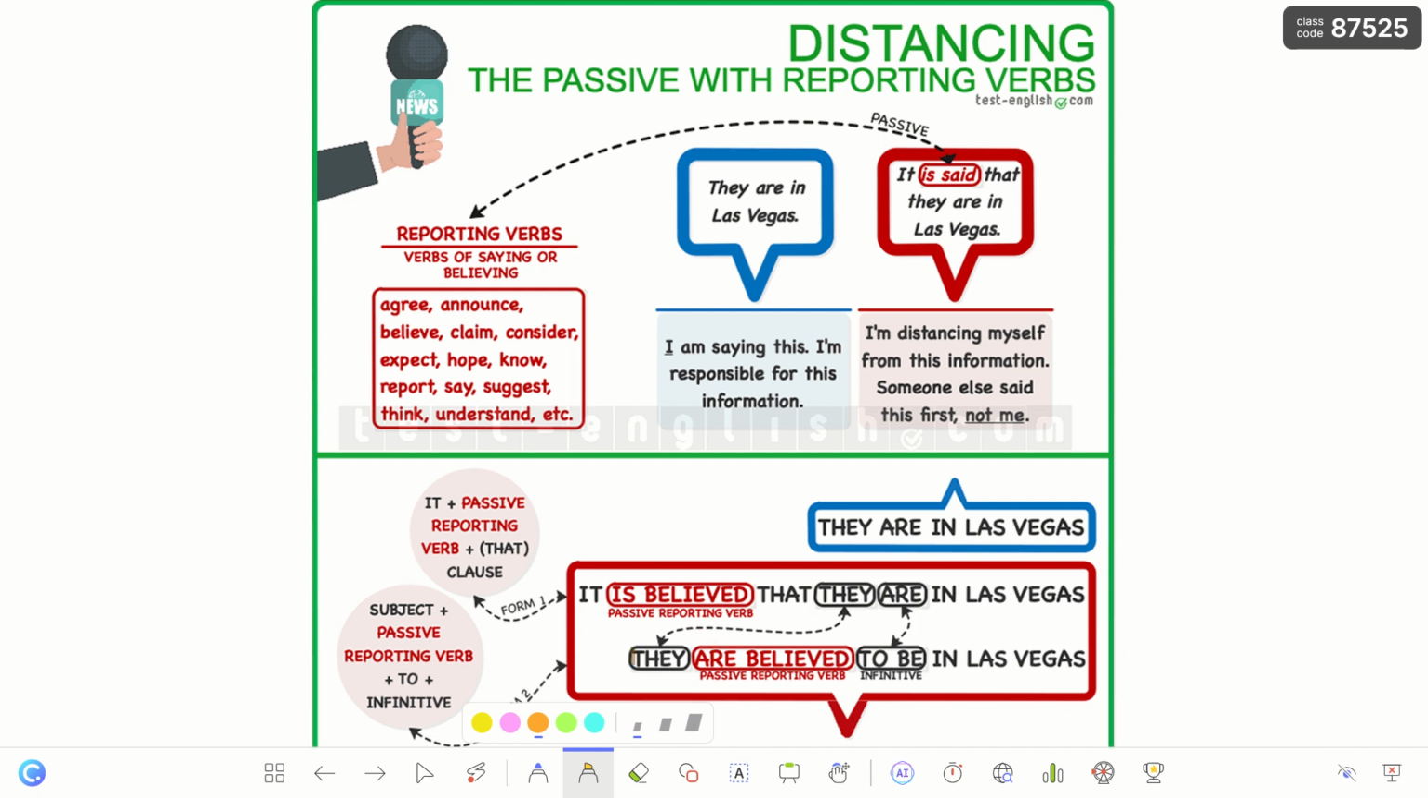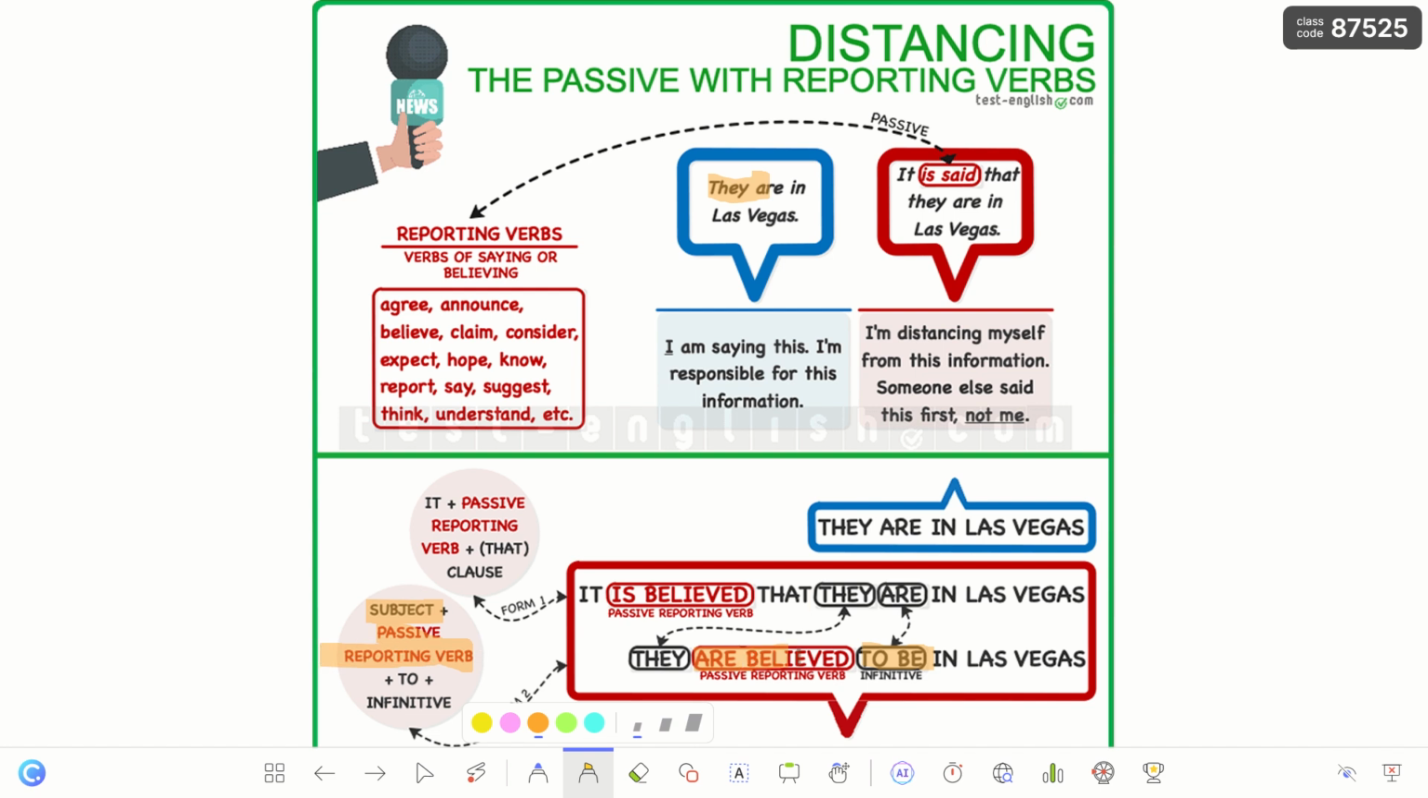But if I want to start the sentence with the subject itself of the sentence, "they are believed", pay attention that I changed what? The helping verb according to my new subject, they. So after that, "they are believed", I use infinitive, "to be in Las Vegas". So the first rule, or form one, I use the passive reporting verb with "is", then that clause. The second one, I use the subject of my main clause, then I put the passive reporting verb.